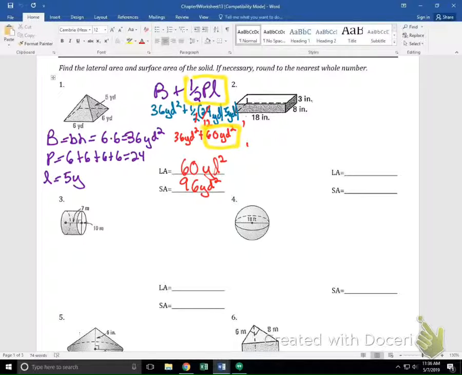Okay, next one up. Let's go up to Gabby. Okay, Gabby, what shape is this? It's a prism. So prism surface area is 2B plus PH. So what is our base in this shape? 8. So it's going to be 8 times 2.